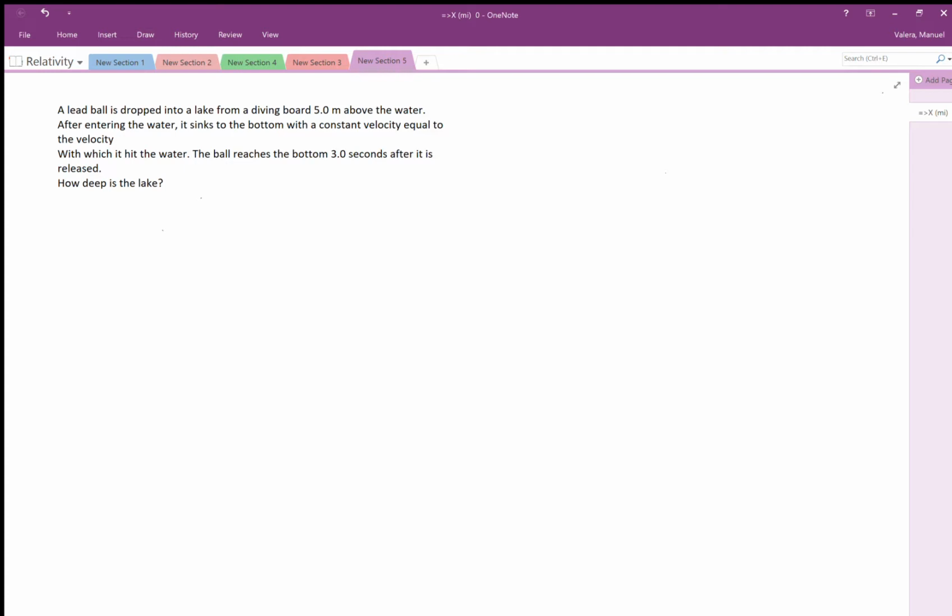The ball reaches the bottom 3 seconds after it was released. So how deep is the lake? This problem seems very difficult, so what we are going to do is apply a recipe: prepare, solve, and assess. Let's start by preparing the problem.